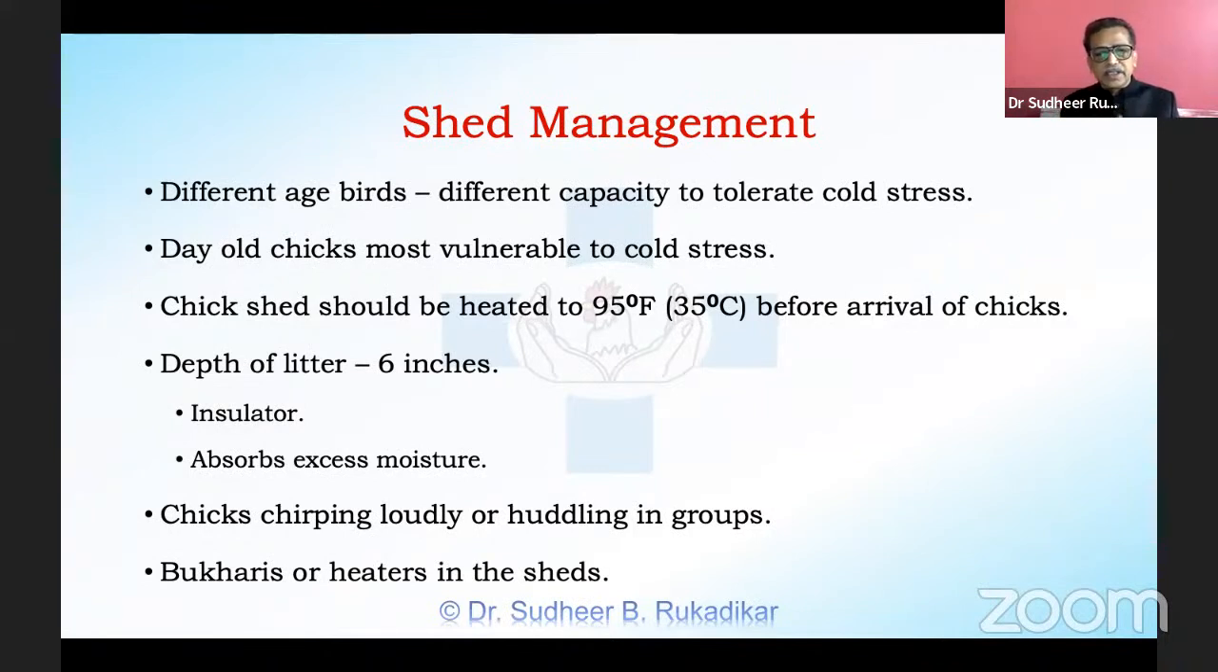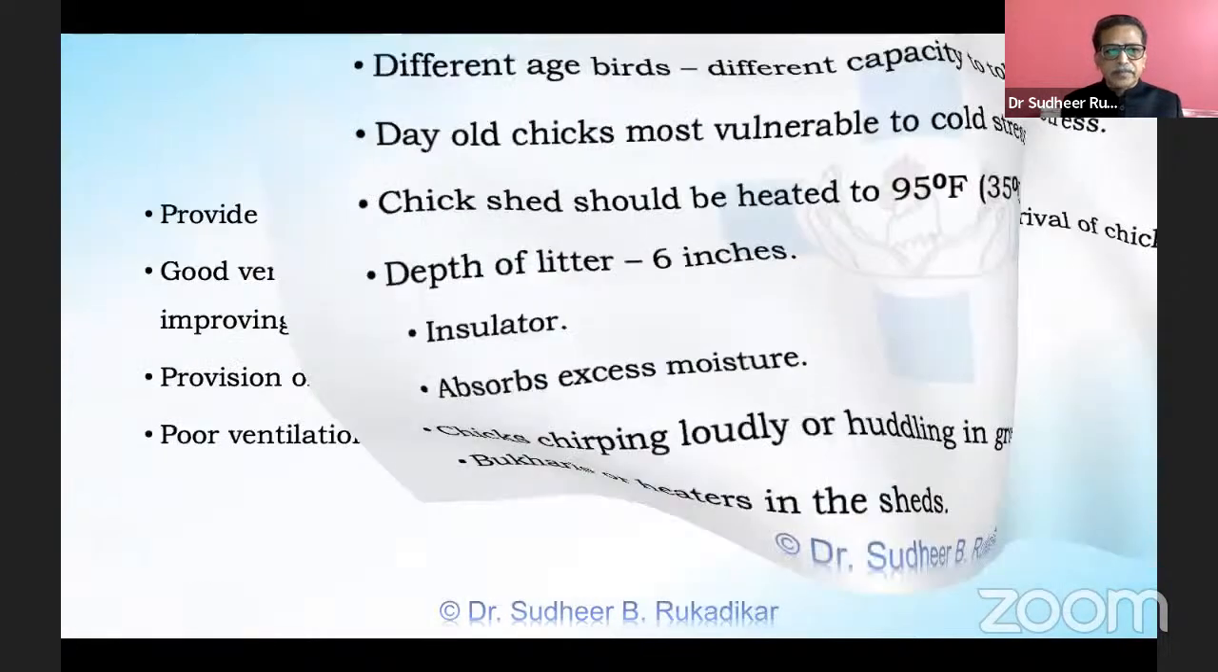So this indication is clear that the chicks are not happy. They are feeling very cold stress. And then we can use heaters or bukharis. Earlier, the heating was done only with the bulbs. Then so many newer devices came. Bukharis are there, electrical devices, heaters are there, gas burners are there. Anything we use, you have to heat the shed so that we get a good warmth in the shed.